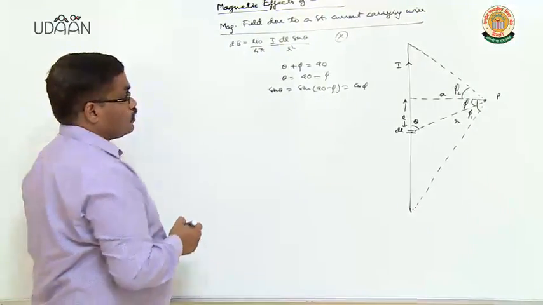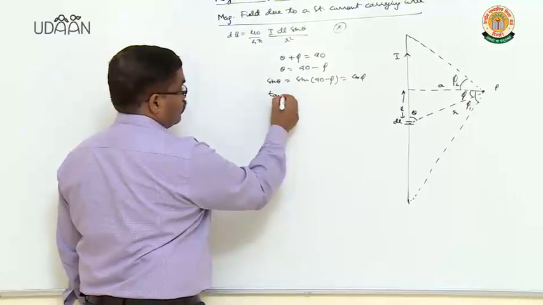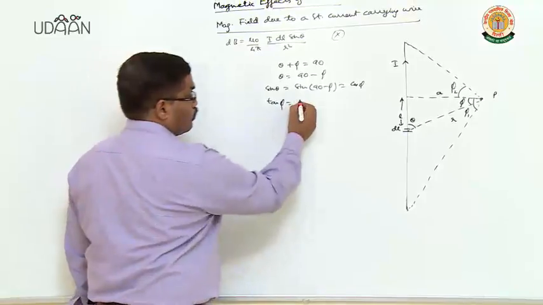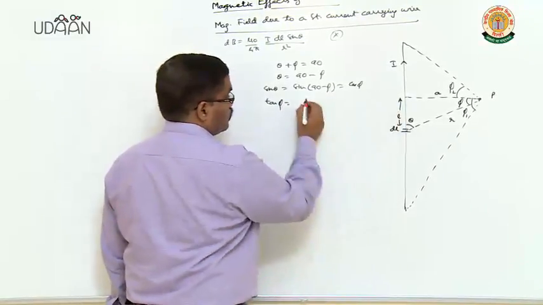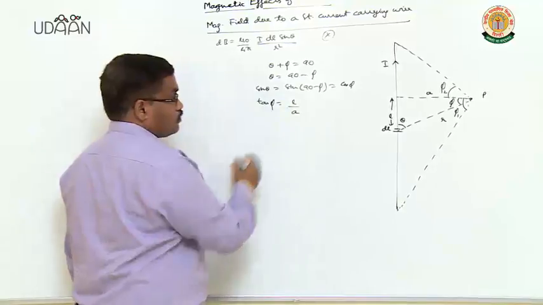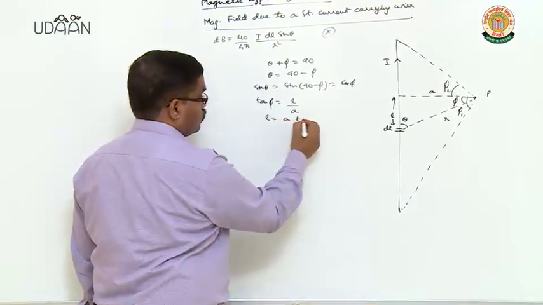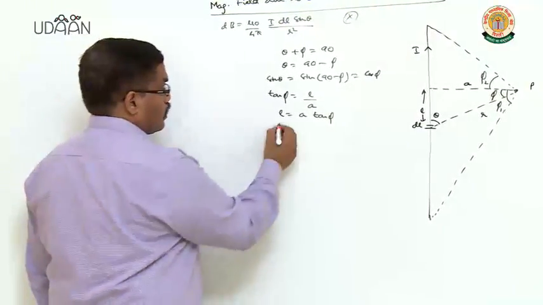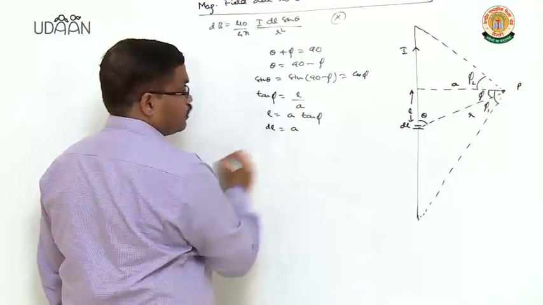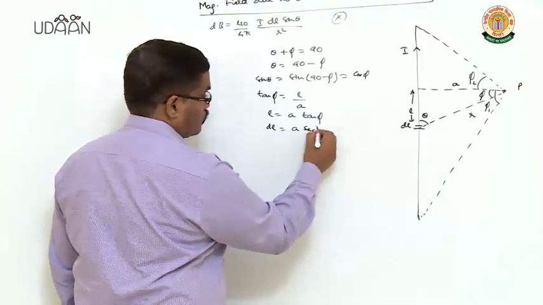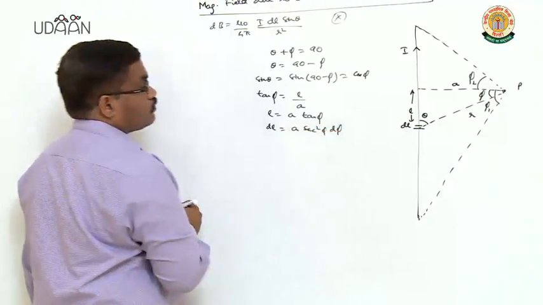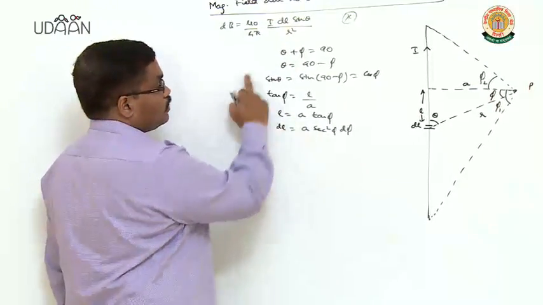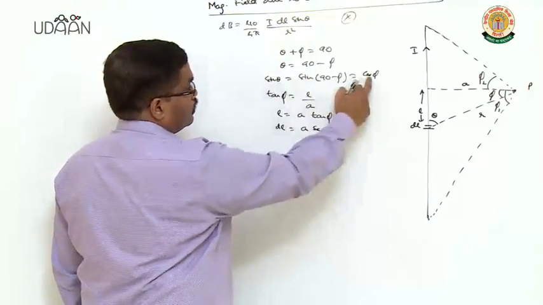Similarly, if you look at the figure, we'll find the value of tan phi from the triangle. Tan phi will be equal to perpendicular upon base. Your perpendicular is L, your base is A. So L will be equal to A into tan phi. If I differentiate both sides, I have dl is equal to A into differential of tan phi, which is sec square phi d phi. So instead of dl, I can substitute this in terms of phi because A is constant. Instead of sine theta, I can rewrite this as cos phi.